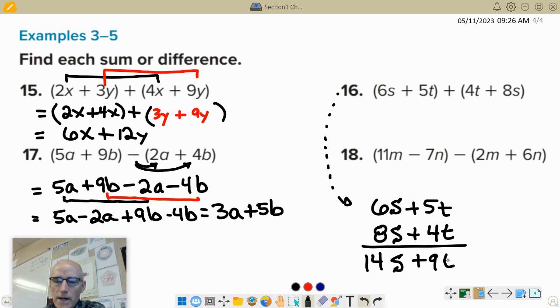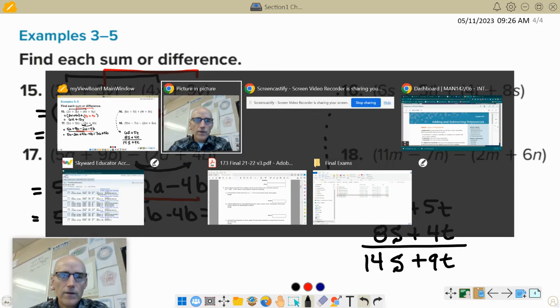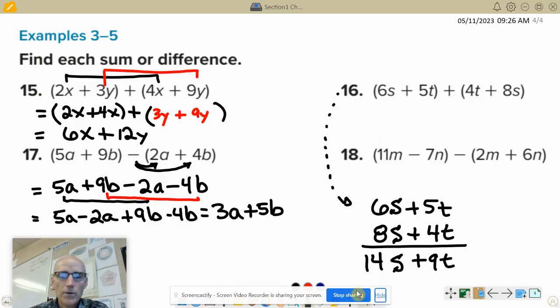This is how you add two polynomials together. You're looking for like terms and just adding them together. I hope I'm making this clear today, that you feel confident and that you're able to complete the homework.